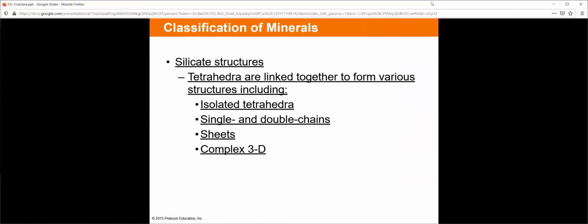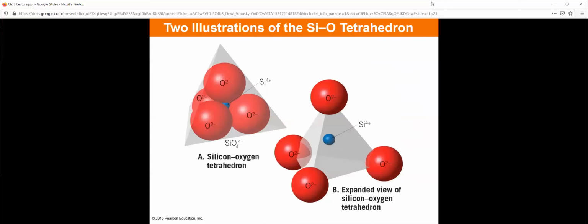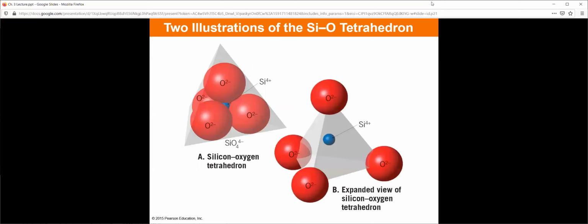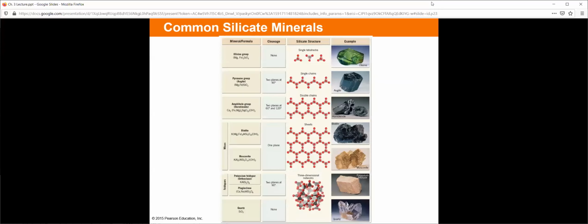Those silicates, those tetrahedrons that were shown here in cartoon form, link together to form various structures, including isolated tetrahedra, chains, sheets, and complex 3D structures. You can Lego piece these guys together to form many different silicate structures, and then those structures go on to make the rocks and minerals that we live with on a day-to-day basis. Here's an example of that.